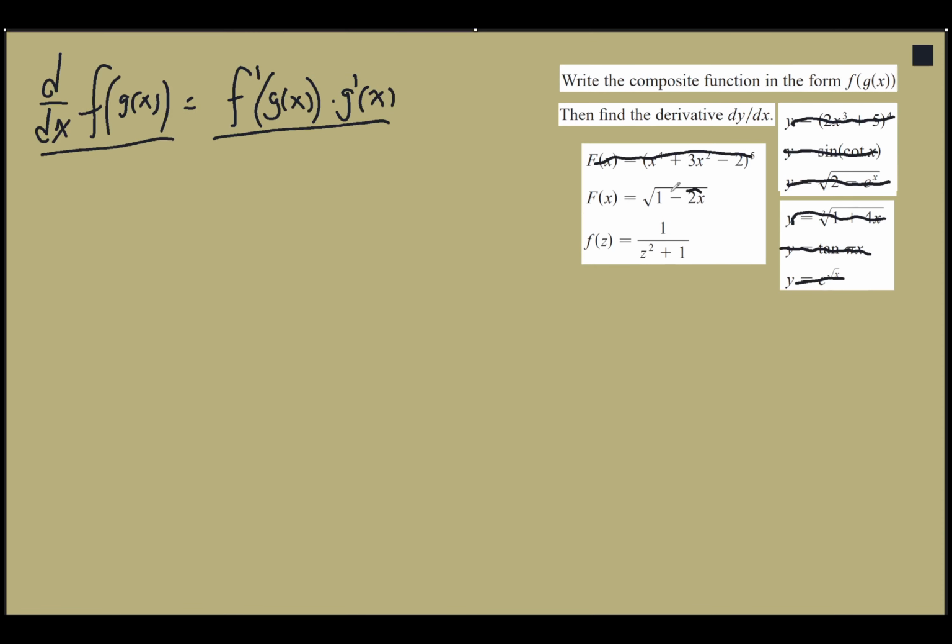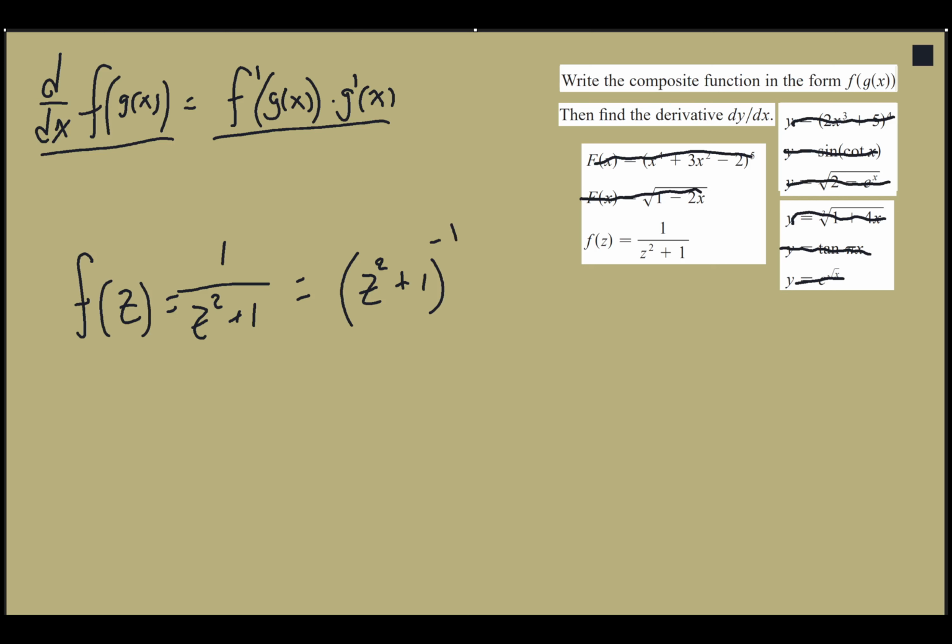And finally, we get one that's different than the others. This is going to be some kind of a special moment here. But I'm going to write it a different way. F of z equals 1 over z squared plus 1. Looks kind of like a messed up 7. Let's write it this way instead. I can do that. That's allowed.